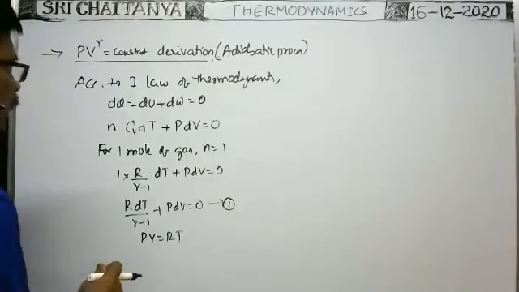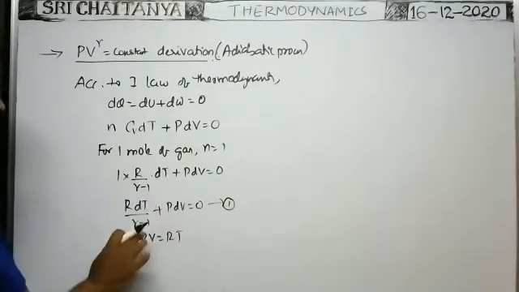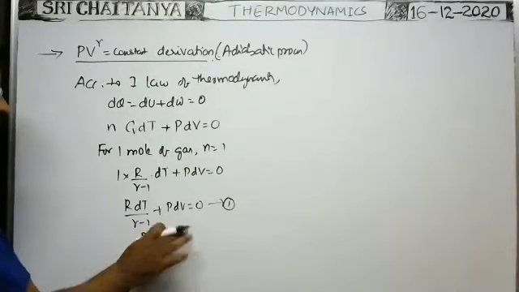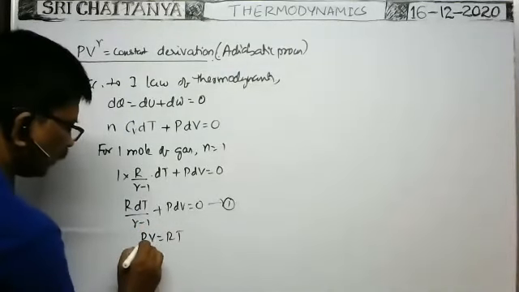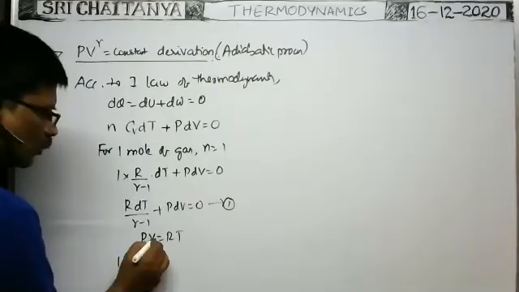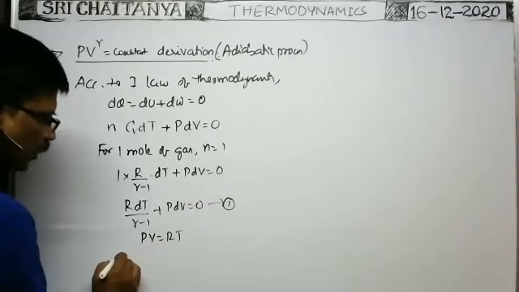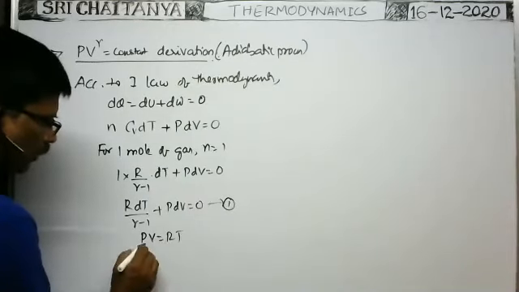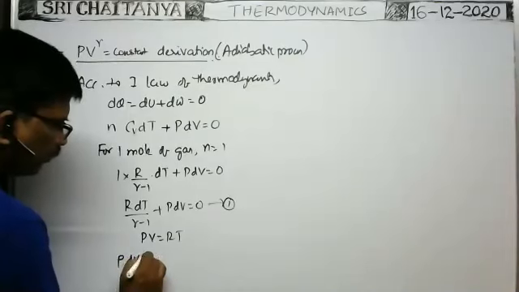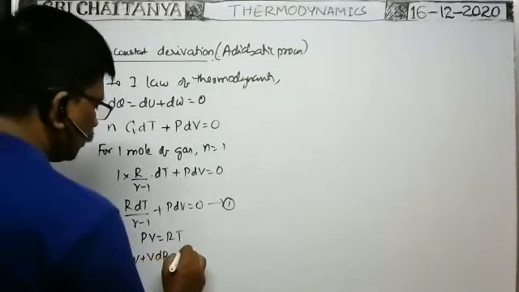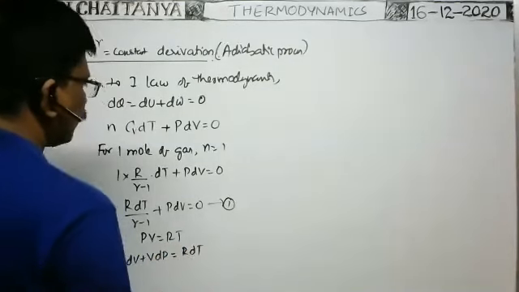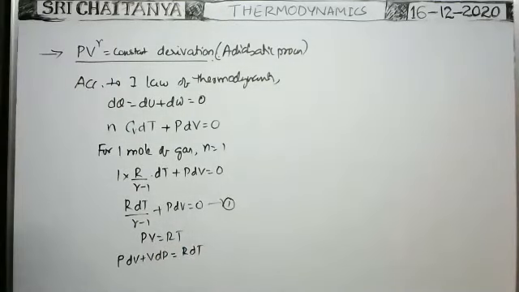Now we differentiate them. In the case of the adiabatic process, P is not constant, V is not constant, T is also not constant. That's why we differentiate them. When you differentiate this, as it is a product of two variables, use the UV method. First keep P constant and differentiate V. Then keep V constant and differentiate P. So PdV plus VdP is equal to R into dT we can write.